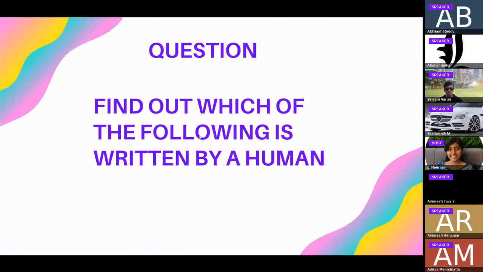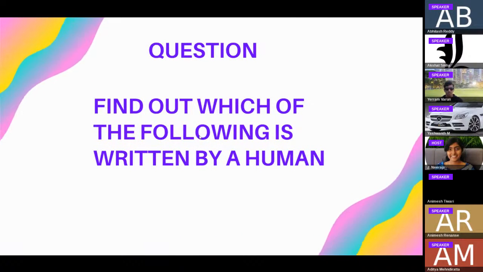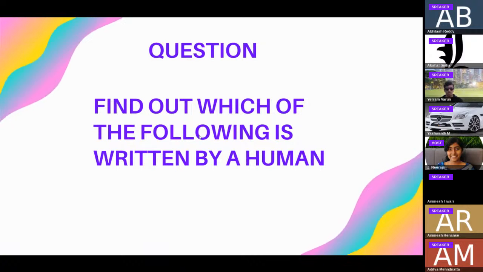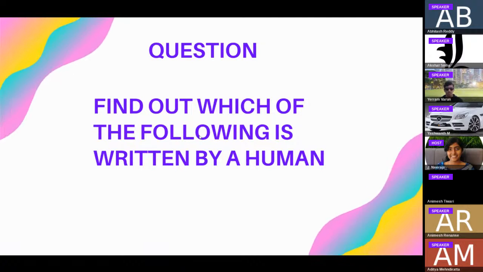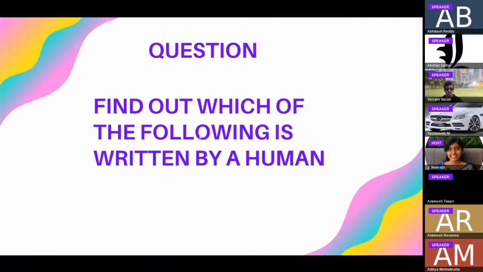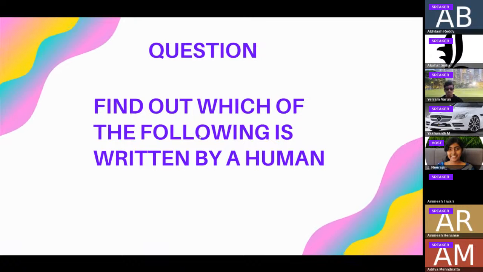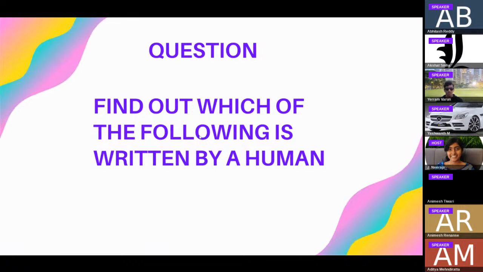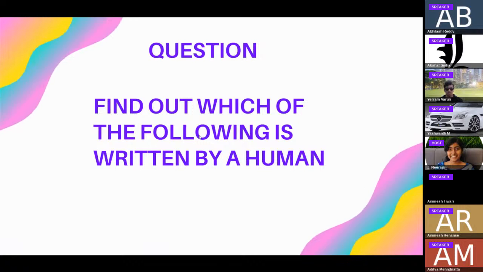So again, we have a question: find out which of the following is written by a human. Like we tricked you last time, we won't trick you this time. There are three instances of a story being written, and you have to find out which of them is written by a human. And I would answer another previous query. Yes, we are giving out goodies.